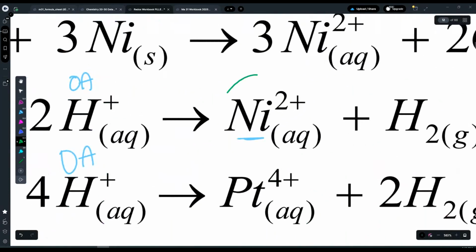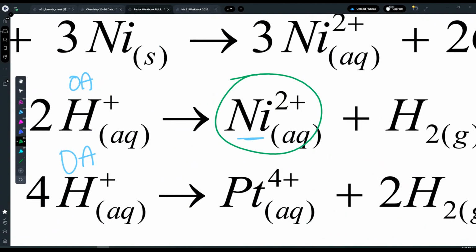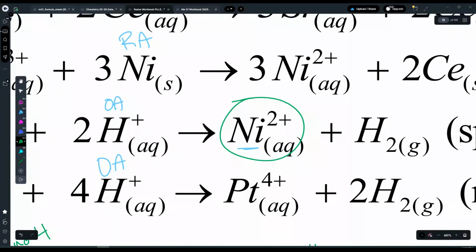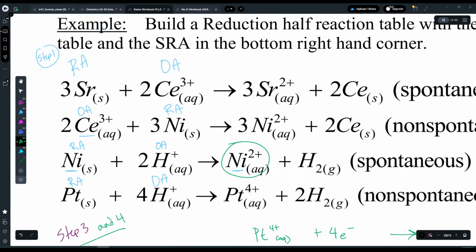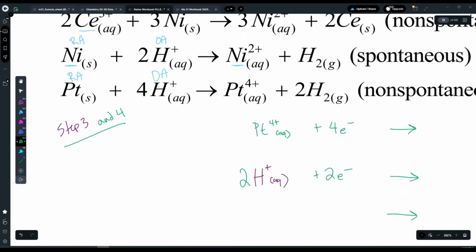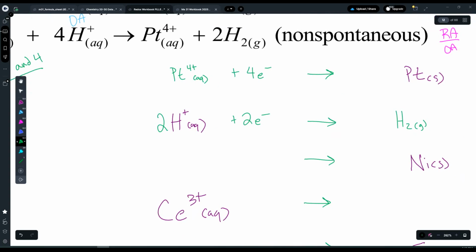Next one, we have nickel as our RA, but we need to figure out what the OA version of it is. So I'm looking at my products, and it looks like we have nickel 2 plus. And nickel 2 plus also shows up here. So that's what we're going to be using for this half reaction.